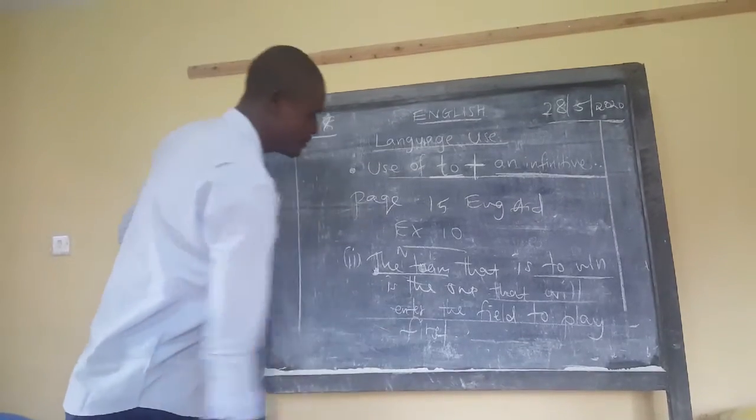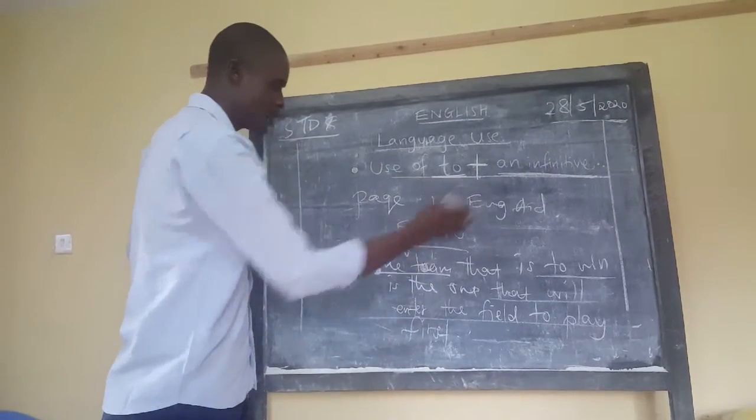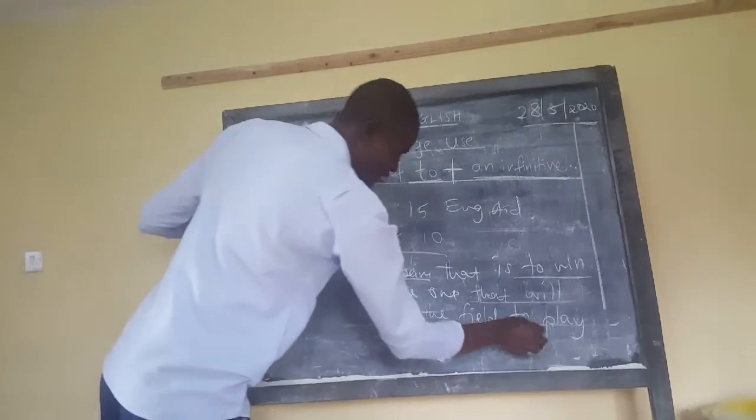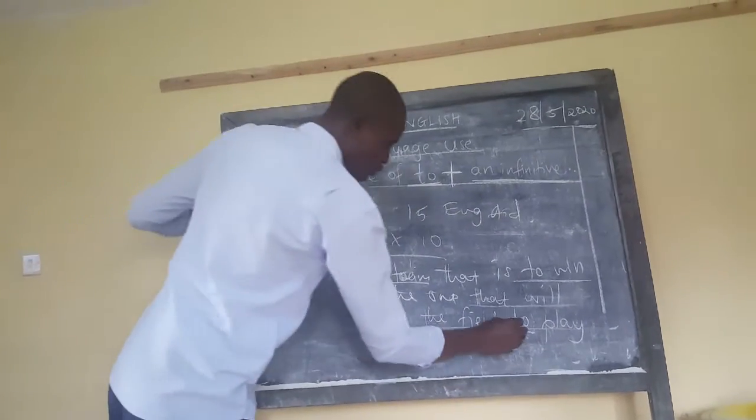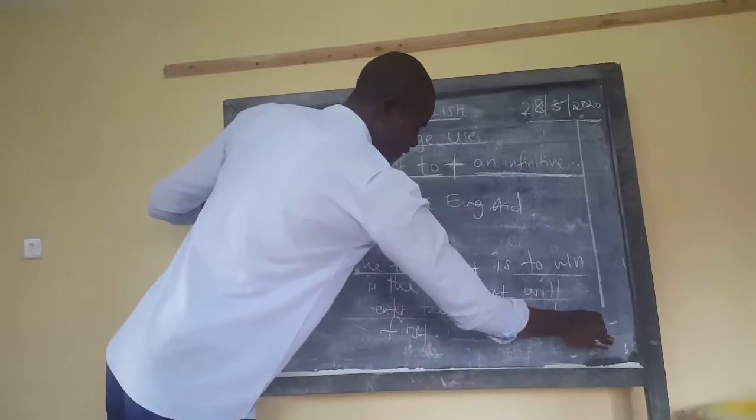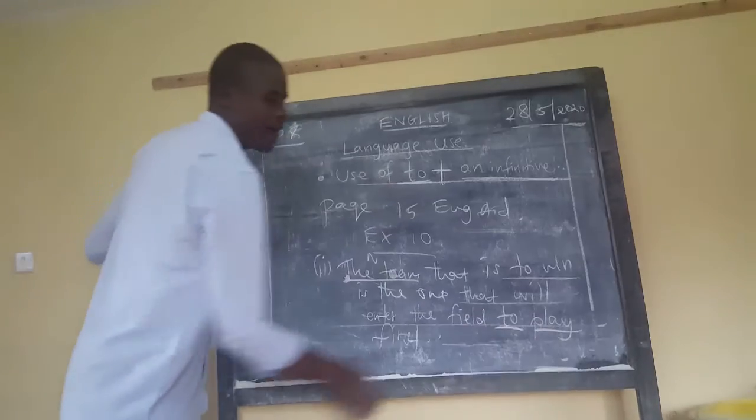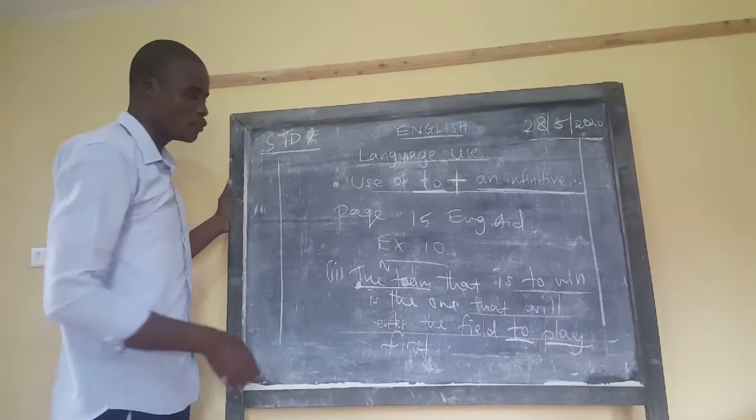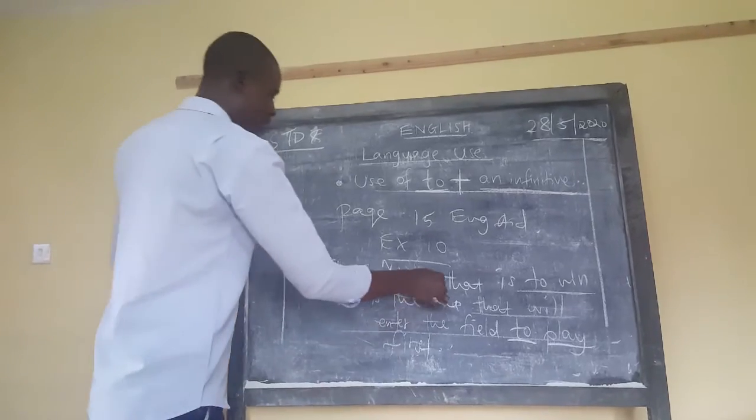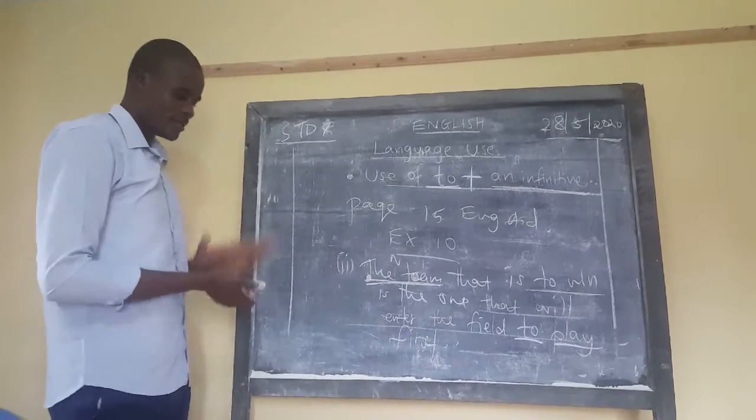Maybe there are many teams, but our team that is to win is the one that will enter the field to play first. So after these two, we have a present tense that comes after to, and then we also have our nominal group and our noun that must be there.